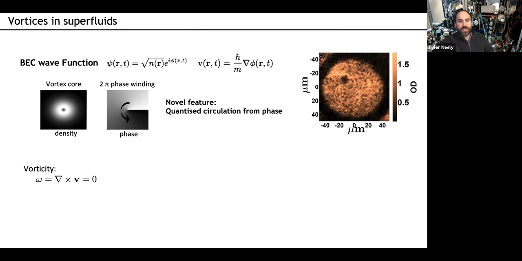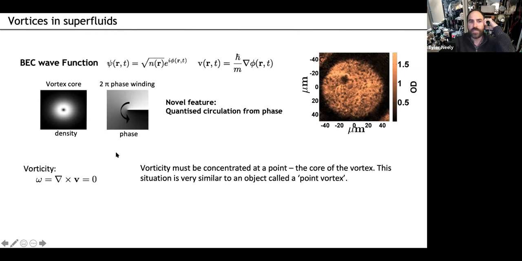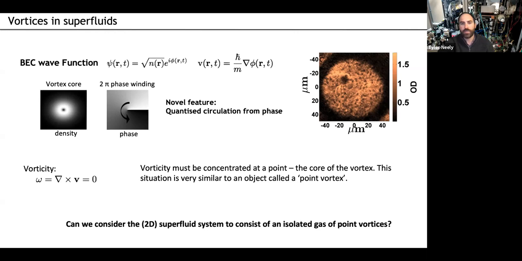So the interest with this connection to Onsager's theory is if you look at the vorticity, which is the curl of that velocity field, because the velocity field is a gradient of some function, the curl of a gradient is zero, that means that the vorticity has to be concentrated inside this small vortex core. And so this situation is very similar to a mathematical object called a point vortex. And so the idea for our experimental system here is to consider how well the 2D Bose-Einstein condensate approximates an isolated gas of point vortices, and whether or not we can experimentally investigate the dynamics of that gas of point vortices.